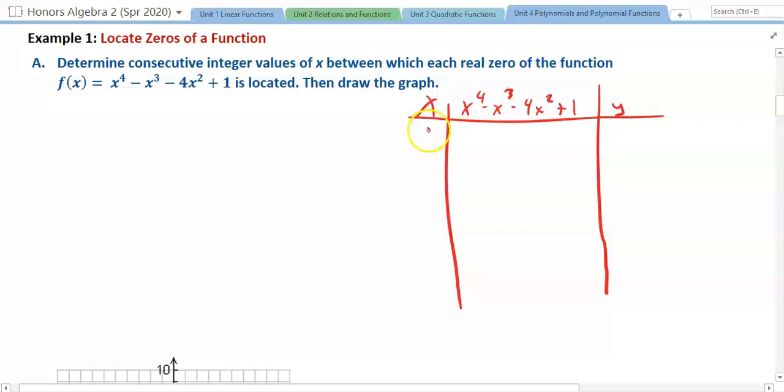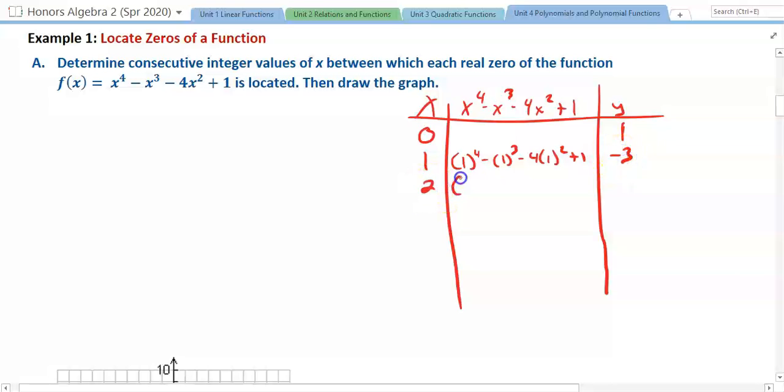And so we're going to start with 0. And again, if I plug in 0 for all this, I'm going to get 1 because all these become 0 except for the constant. If I plug in 1, we're going to get 1 to the fourth minus 1 cubed minus 4 times 1 squared plus 1. So that's 1 minus 1 that cancels. This is negative 4 and plus 1, so that's negative 3.